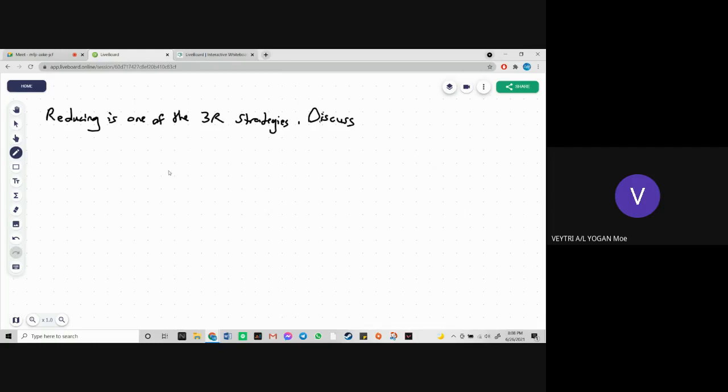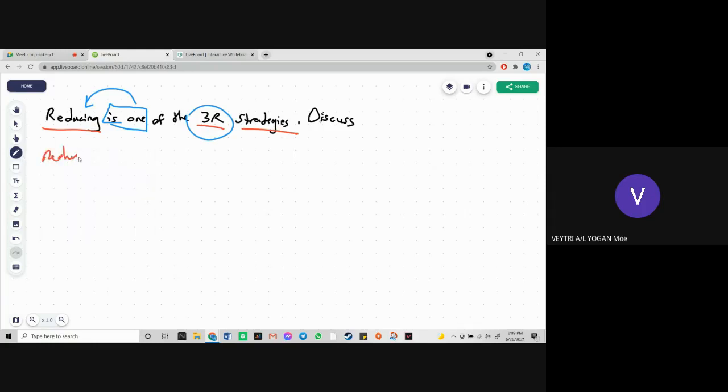The question says, reducing is one of the 3R strategies. Discuss. As usual, our keywords will be reducing and 3R strategies. The key point is 1. Why? Because we're only talking about 1, which is reducing, from the 3 that we know. All right, let's move on to our keywords.